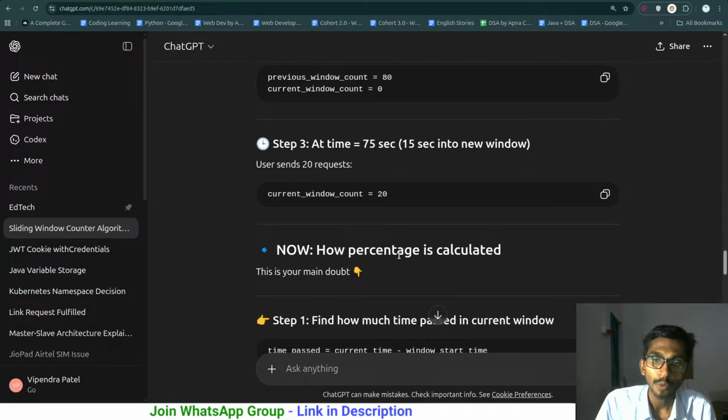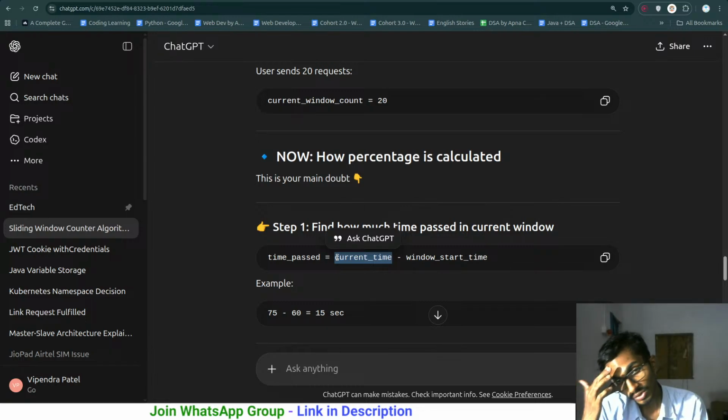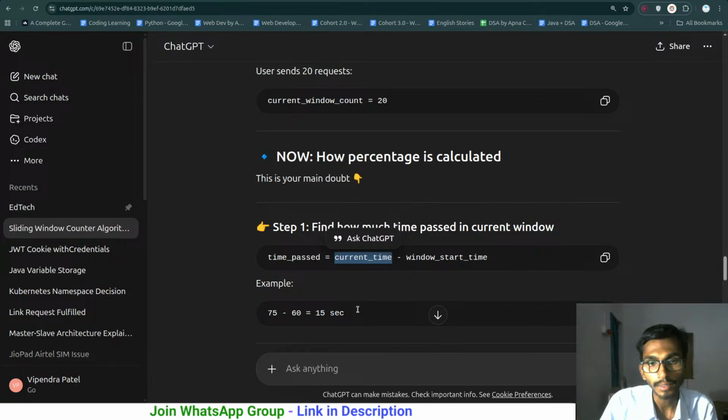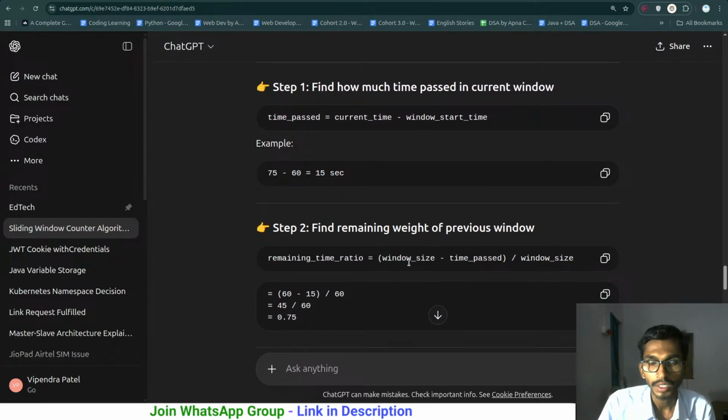How is the percentage calculated? Find how much time has passed in the current window. So time passed in the current window is current time minus window start. The current time is the time you have now, and window start time means whenever the window started. So ultimately I'm going to get 15 seconds here, for example: 75 minus 60. 75 is the current time, 60 is the window start time. That's right. Next, find the remaining weight of the previous window.